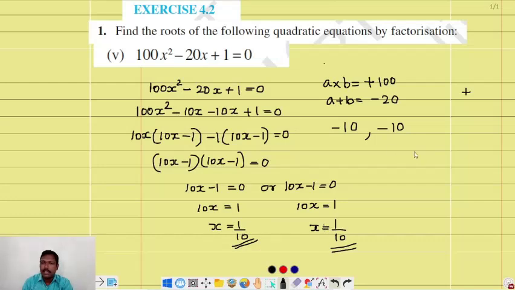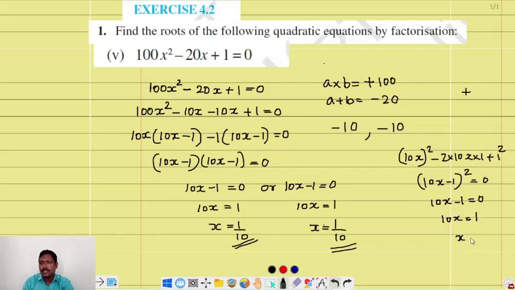Or using the identity also you can do like this. See, 10x the whole square minus 2ab, 2 into a is 10x into b is 1 plus b square is plus 1 square, that is 10x minus 1 the whole square equal to 0. Then you can say 10x minus 1 equal to 0. So 10x is equal to 1. So x is equal to 1 divided by 10. Like this also you can do it.